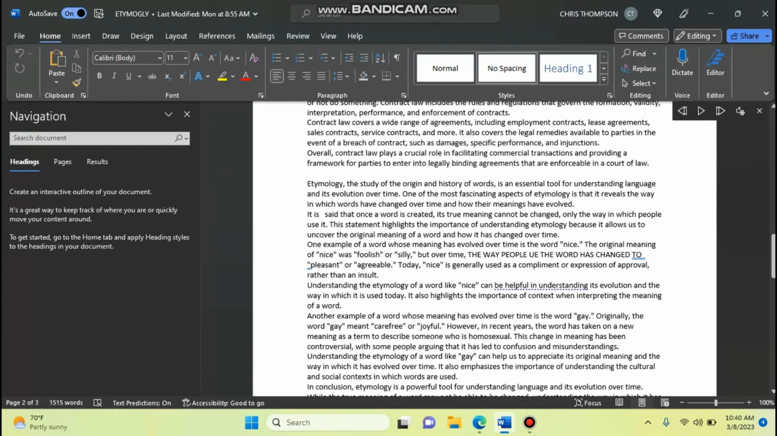It is said that once a word is created, its true meaning cannot be changed, only the way in which people use it. So if they label you, basically, they can use words in a contract and use it the way that they see fit. But at the end of the day, the true meaning cannot be changed. You know what I mean?